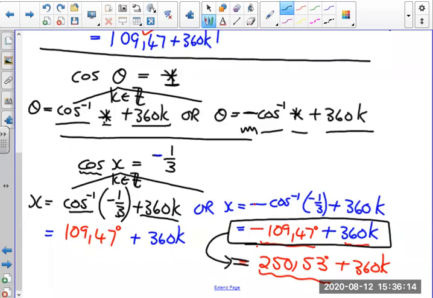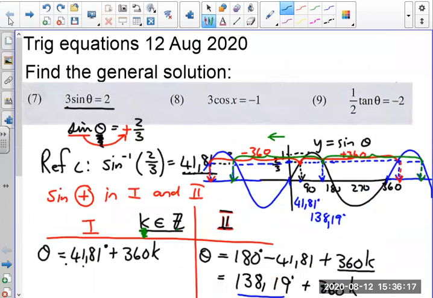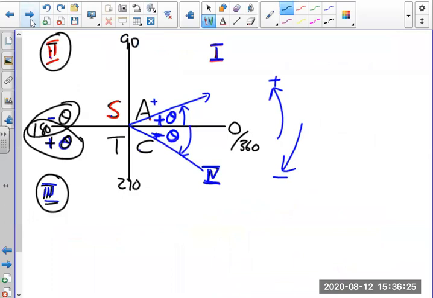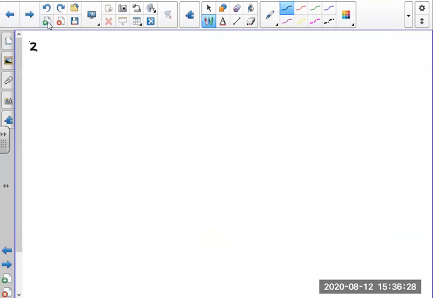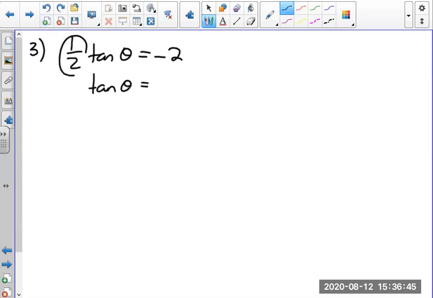If we're done with the tan, I will give you a short summary. Then you will remember. Now the one with the tan is half tan theta is equal to minus 2. So let me do that one. What's the method? You get the ratio alone first. So tan theta is equal to minus 2. To get rid of the half here, you must divide by a half. Divide by a half is the same as times by 2. So that gives you minus 4.